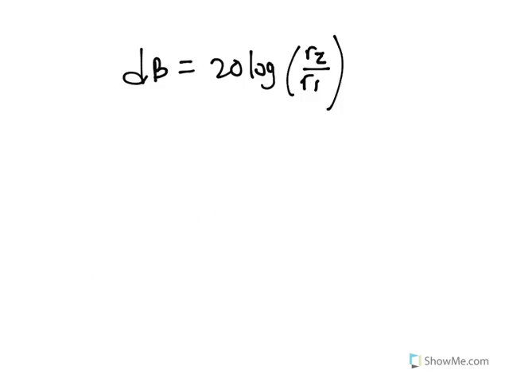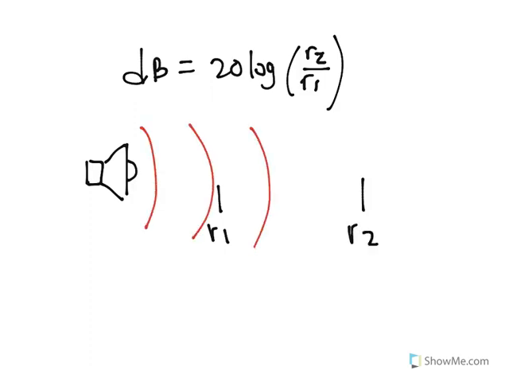This 20 times logarithm of r2 over r1 states that the further away from the source, the lower the intensity. If here is the source and here is radius 1, if I get further away from the source, the intensity will be lower. This is usually known as the inverse square rule.